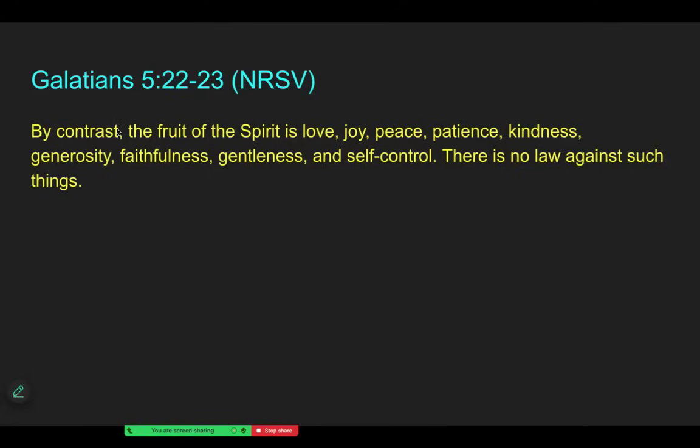By contrast, the fruit of the Spirit is love, joy, peace, patience, kindness, generosity, faithfulness, gentleness, and self-control. There is no law against such things.